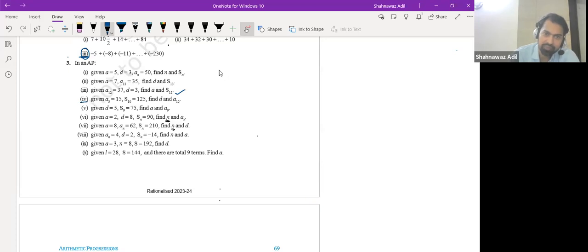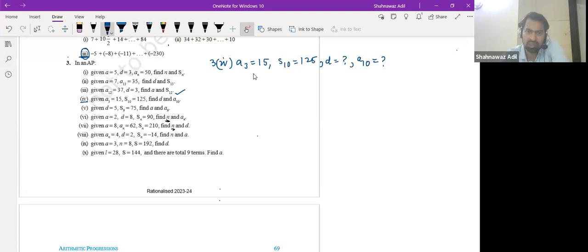And what are the things that are given? Firstly, A3 is given, right? And then S10 is given as 125. So then we have to find D, and we have to find A10, right? Remember, this is a different n, this is a different n, right?